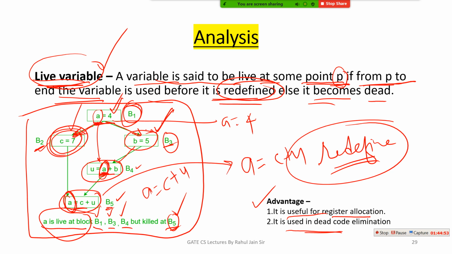For B3, B1 has direct reachability. That is why we will say it is live here. In B4, we are using A, directly reachability of A. That is why we will say live. But in B5, we are redefining A equals to 4 here, and we are again redefining A with C plus U. That is why I will say it is not a live variable for B5. For B5, it got killed.